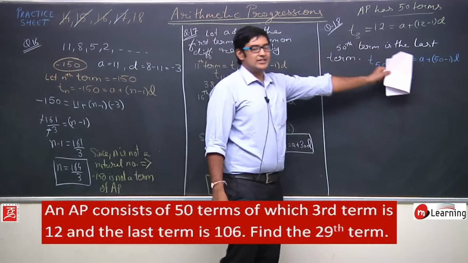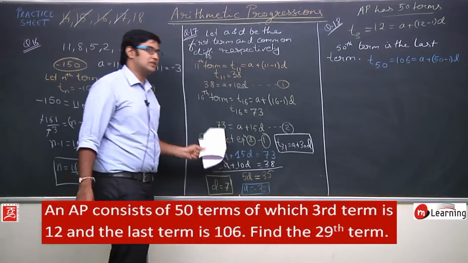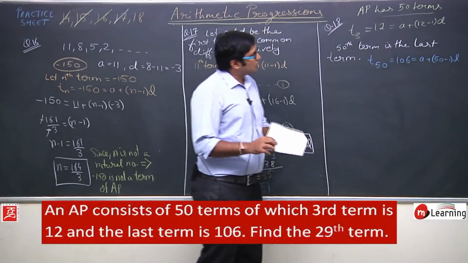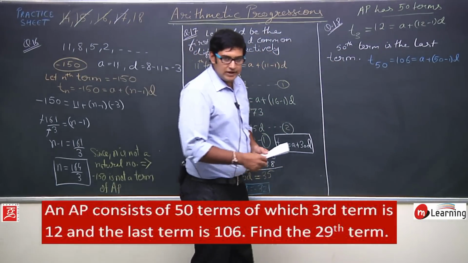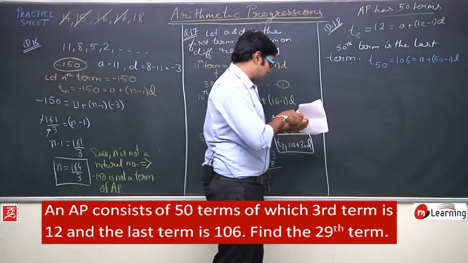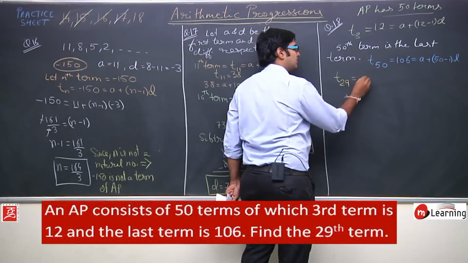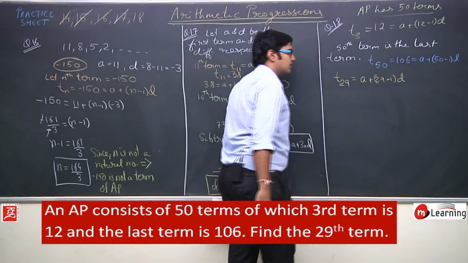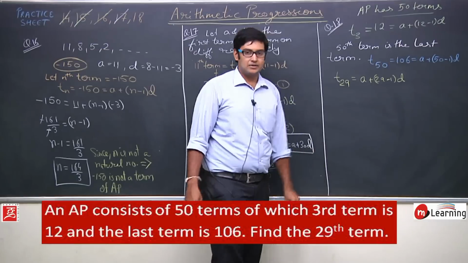Now what is the next procedure? Just follow the same process. This is one equation, this is the second equation. I need to calculate the value of A and D. Why do I need to calculate the value of A and D? Because to calculate the 29th term, T29, it will be A plus 29 minus 1 into D. For this I require A and I require D.